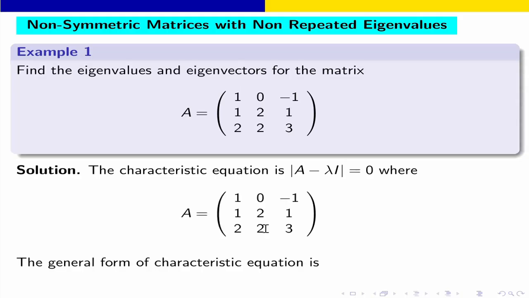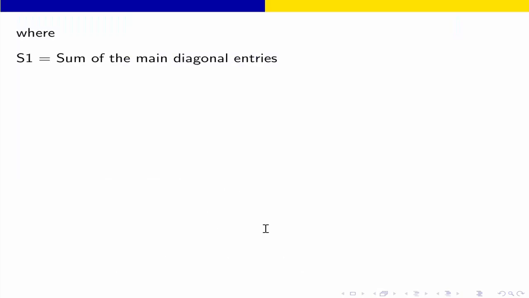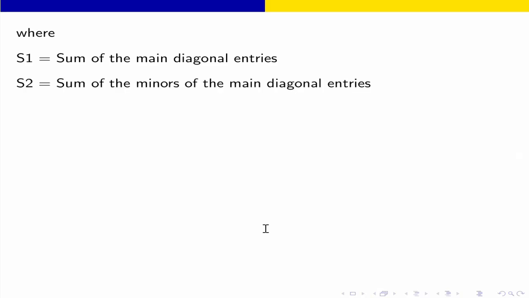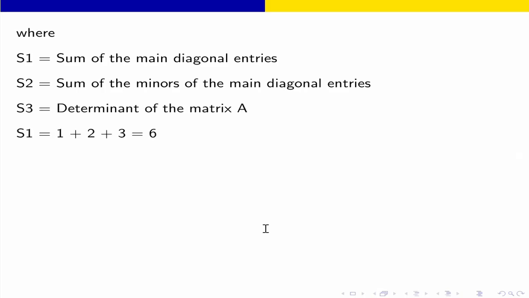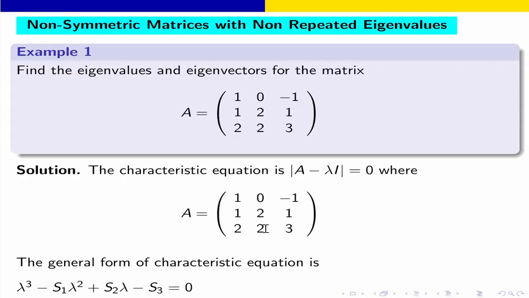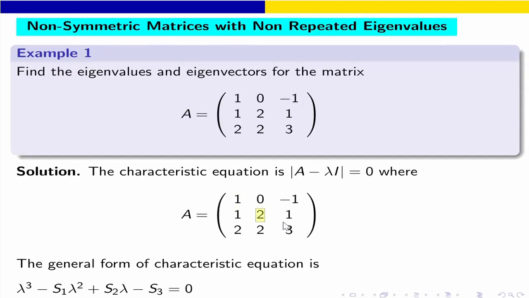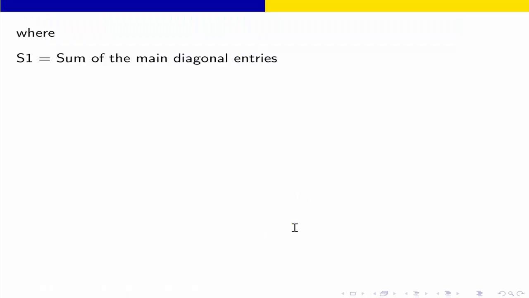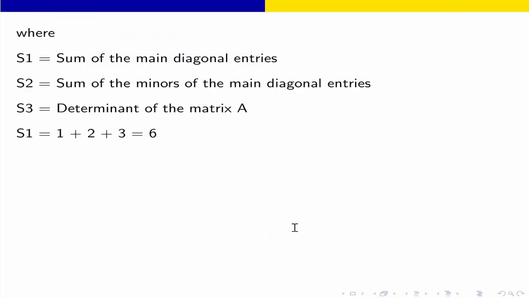The general form of the characteristic equation is lambda cube minus S1 lambda square plus S2 lambda minus S3 is equal to 0. Here S1 is nothing but the sum of the main diagonal entries. S2 is the sum of the minors of the main diagonal entries. S3 is the determinant of the matrix A. Therefore S1 is the sum of the main diagonal entries. Here the main diagonal entries are 1, 2, 3. Therefore 1 plus 2 plus 3, so we will get 6.